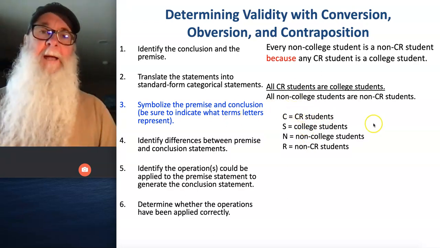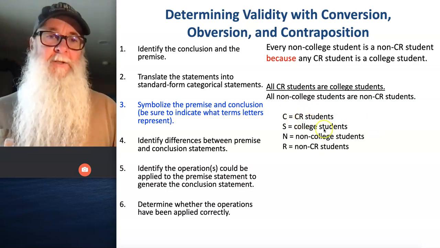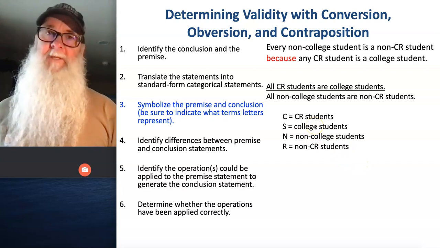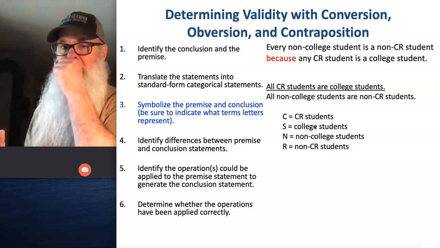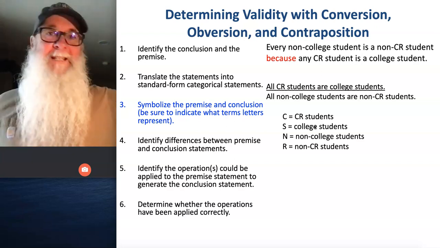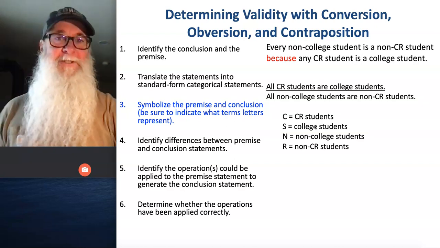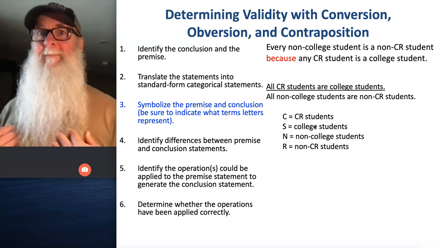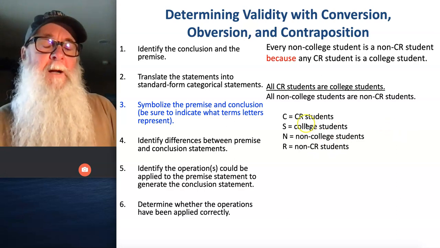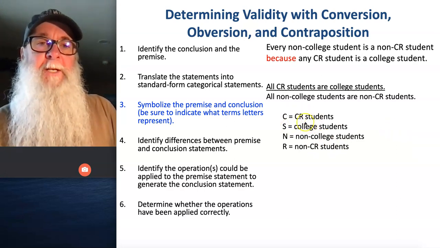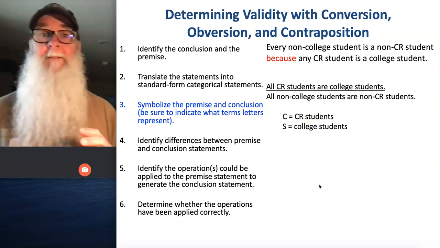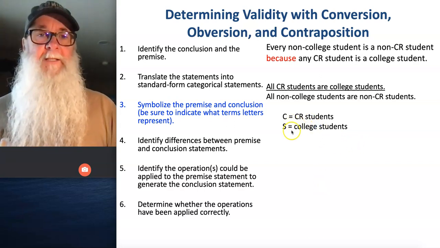Okay, so when you compare CR students with non-CR students, CR students is way more specific, right? Because that's a specific identifiable thing. But a non-CR student, I mean, there's a million bazillion things that are non-CR students. Chapstick is a non-CR student. I'm a non-CR student. My car is a non-CR student. So we always want to choose the terms that are the most specific and then use the term complements of those. All right, so we've got C and S as our terms.